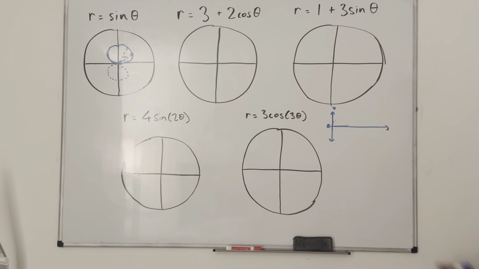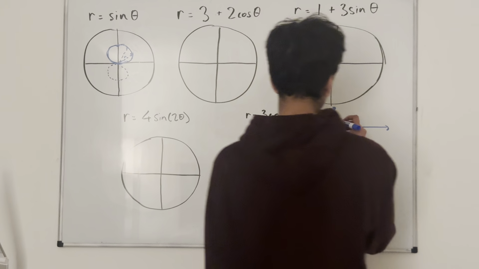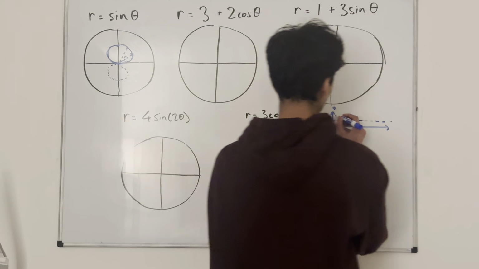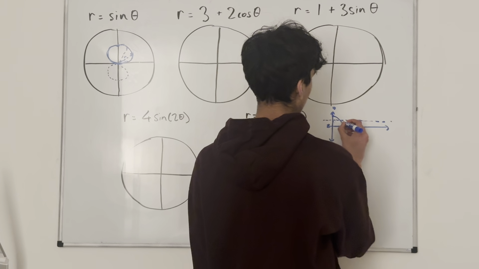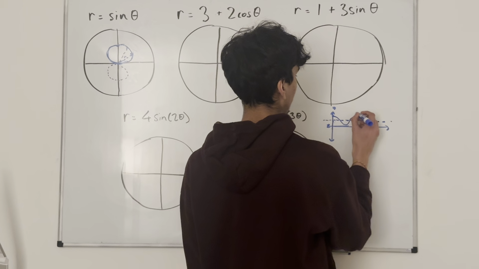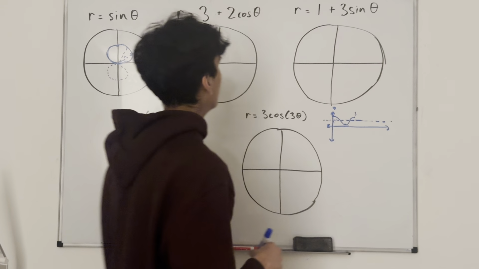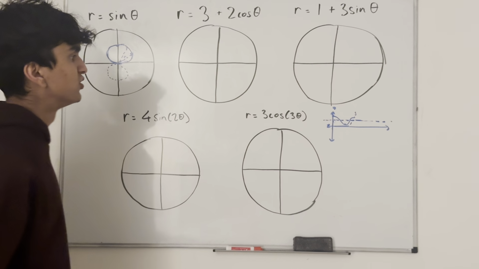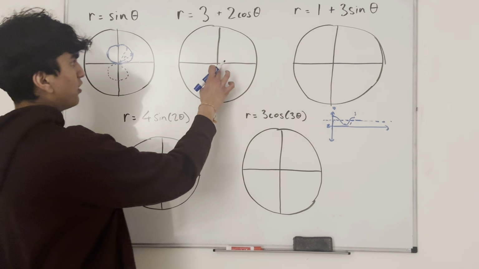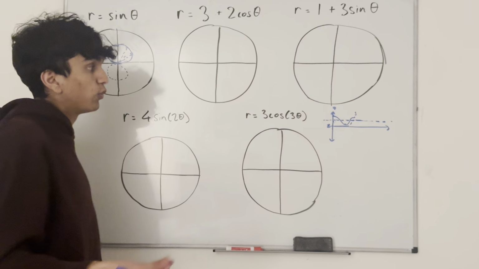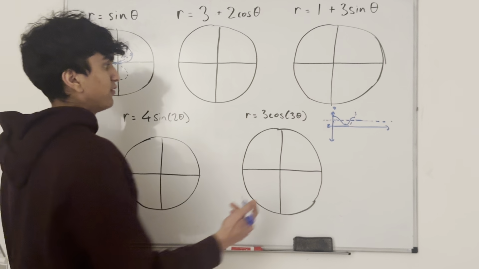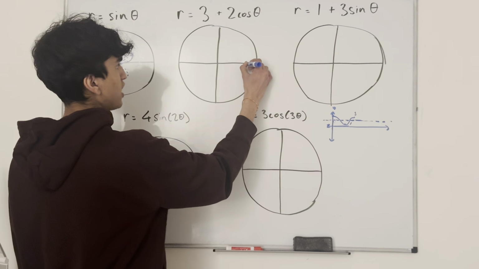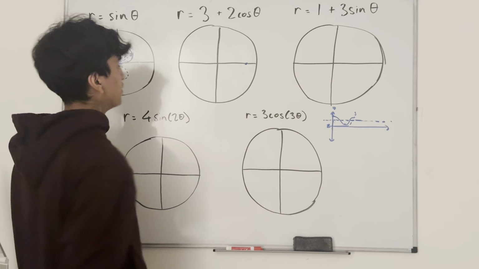If I were to graph this in the Cartesian world, my midpoint is 3 and my amplitude is 2. So my max will be 5 and my min will be 3 minus 2, which is 1. At theta equals 0, my output, my r value, will be 5, because the max is 5 and cosine starts at a max. So for theta equals 0, I plot a 5.